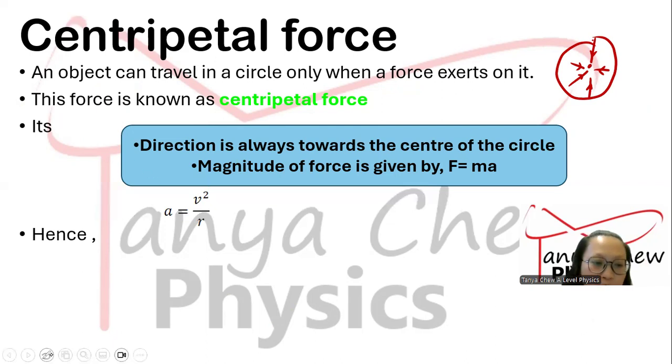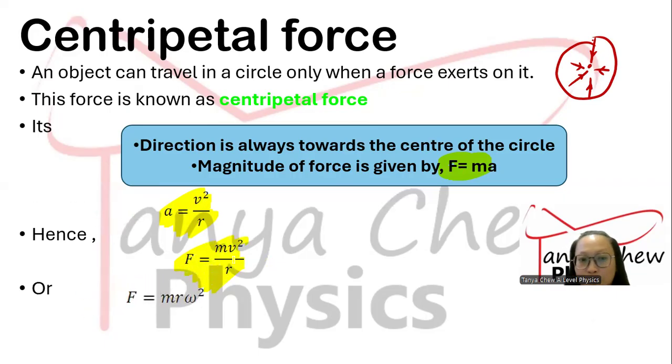Acceleration is equal to, let me highlight this for you, a equal to v squared over r. That is why when you want to find the centripetal force, just multiply by m: mv squared over r. You have to memorize this. Or the other equation is m r omega squared. Let me explain every symbol. v here represents the speed. You have to square it, the linear speed squared. r is the radius of the circle.